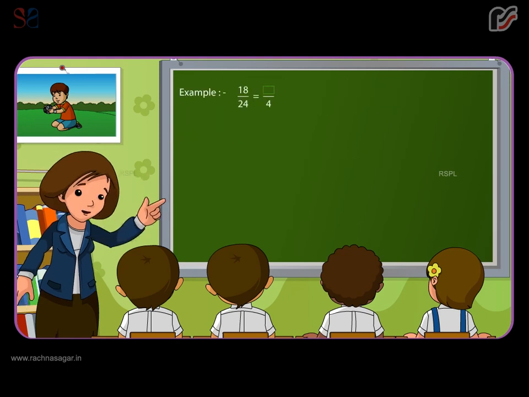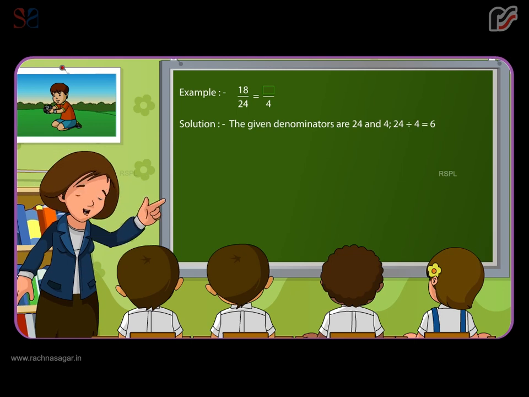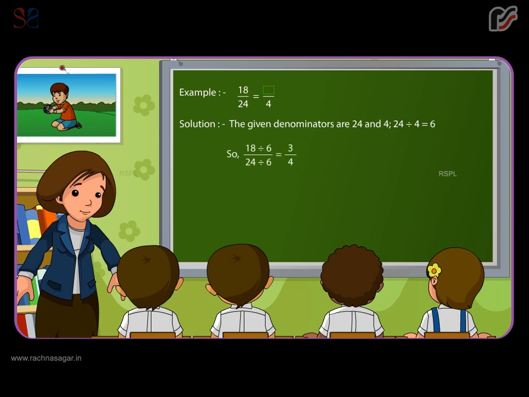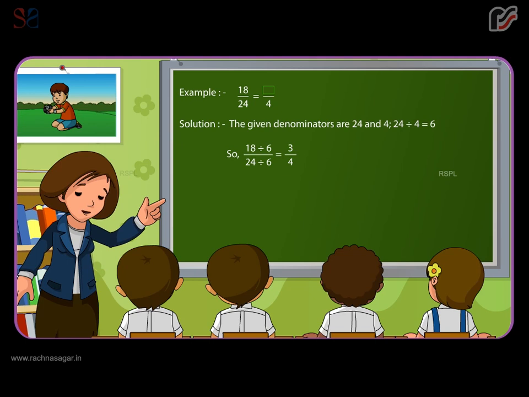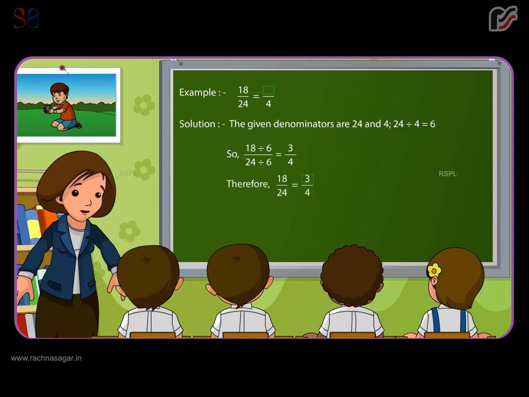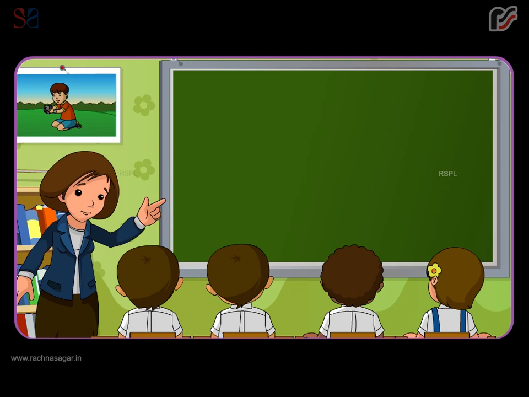Next, we need to find the equivalent fraction of 18 upon 24. The given denominators are 24 and 4. 24 divided by 4 is equal to 6. So, 18 divided by 6 upon 24 divided by 6 is equal to 3 upon 4. Therefore, 18 upon 24 is equal to 3 upon 4.